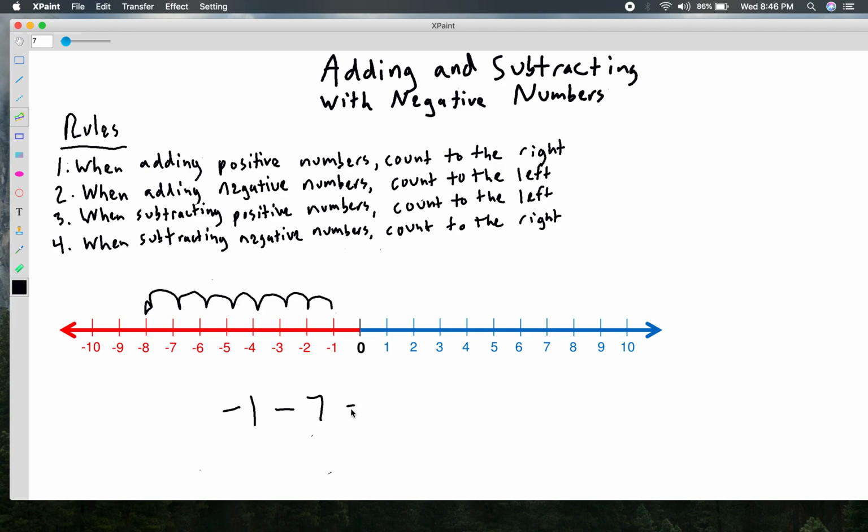That takes me to negative 8, but this is the same thing as saying negative 1 plus negative 7, and when I add negative numbers, I count to the left as well. So even if I transform it into an addition problem, I am still going left, left, left, left, left on my number line here.